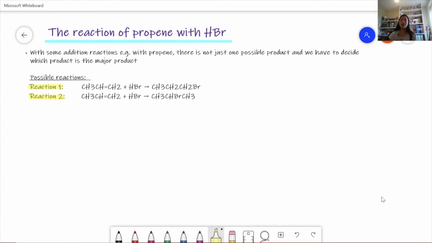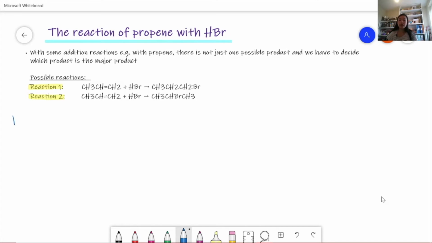Now we're going to have a look at the reaction of propene with hydrogen bromide. So with some addition reactions, for example with propene, there isn't just one possible product which is formed. And so we have to decide which product is the major product sometimes. For this example, we actually have two possible reactions. The first is if we add the hydrogen onto the middle carbon and then the bromine onto the last carbon. And the second reaction is if we add the hydrogen onto the last carbon and the bromine onto the middle carbon. So now we're going to have a look at their mechanisms.